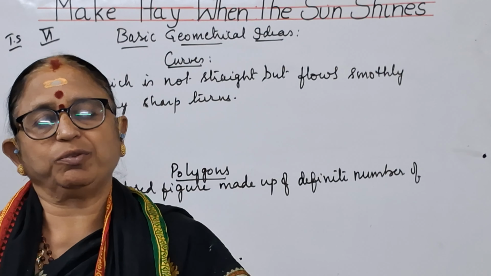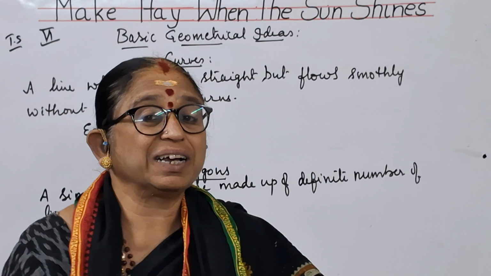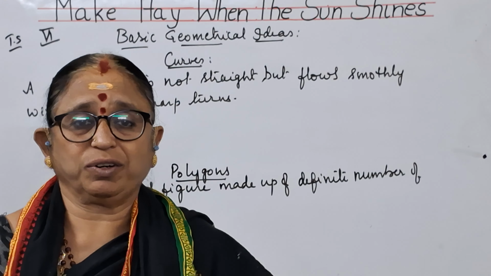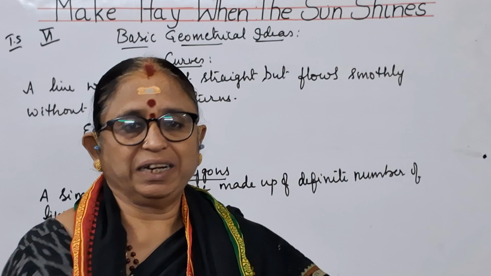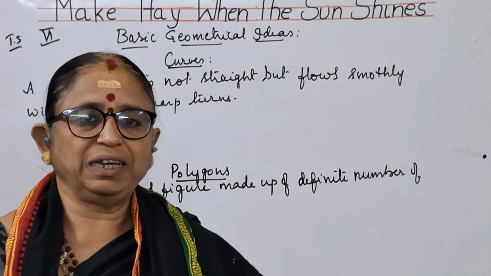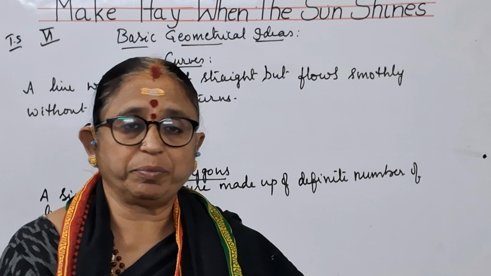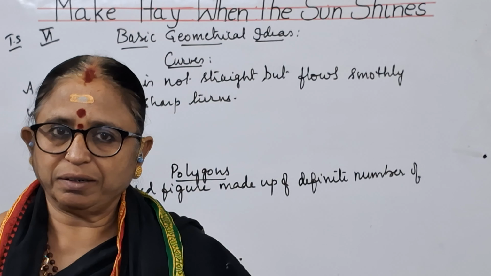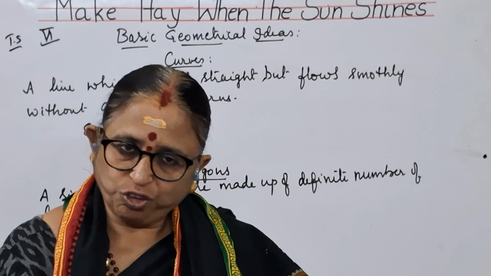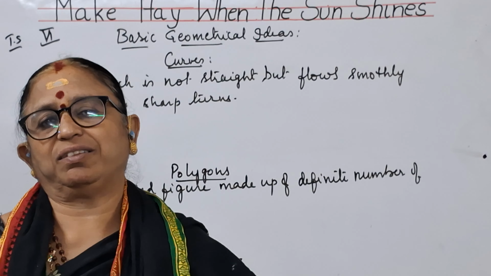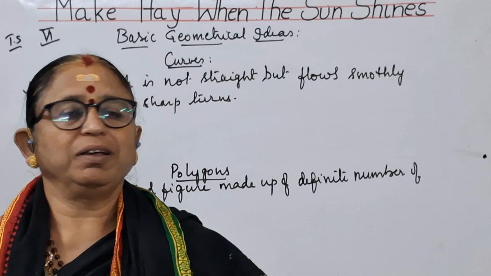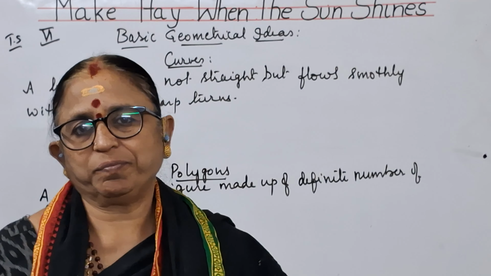What do the farmers do after harvesting everything? They cut that hay, whatever is left over, and dry it. That dried hay they use for various other purposes. But this drying process should be done only when the sun shines. Otherwise what happens? The hay will spoil.